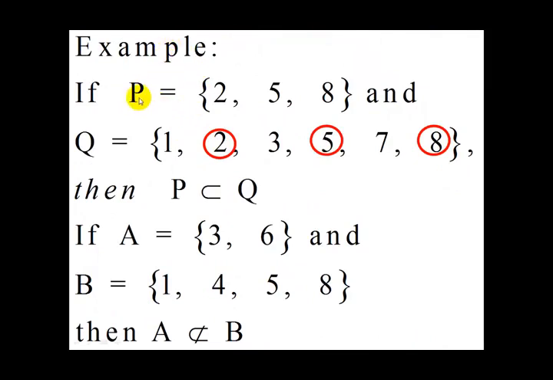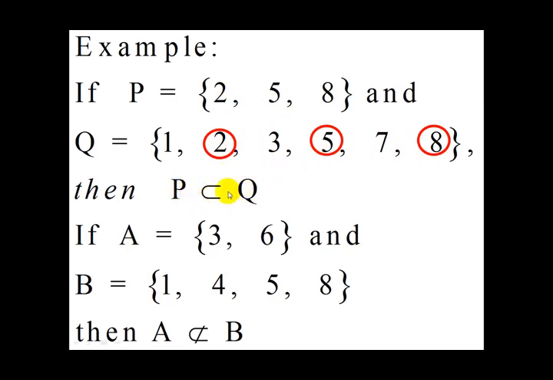Considering the set P, the elements are 2, 5, and 8. And considering also the set Q, the elements of the set Q are 1, 2, 3, 5, 7, and 8. Now we can see that the members of the set P can all be found in the set Q. That is, 2, 5, 8 can all be found in the set Q. So we can write that P is a subset of Q.